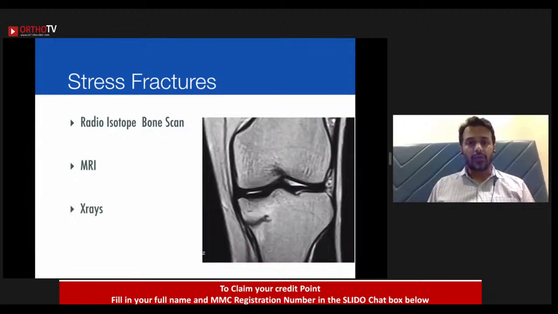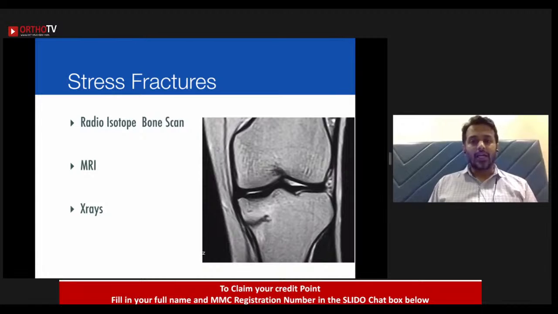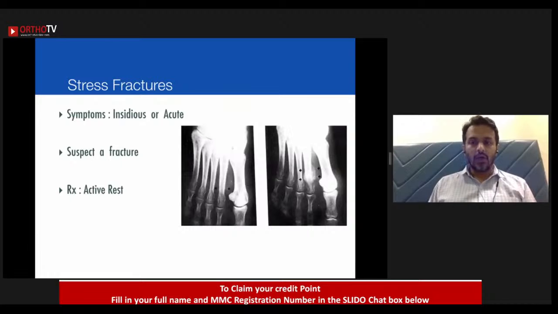So how do you diagnose stress fractures? The best thing to do is a radioisotope bone scan. It picks up a hot spot. MRIs will also show a lot of bone marrow edema pattern, and sometimes X-rays will show exuberant callus formation over there, as you've seen on the right side image. Symptoms can be insidious or acute. You have to suspect a fracture, and treatment is active rest. As Milind sir pointed out in foot and ankle, to overcome CRPS, we need optimal loading pattern.